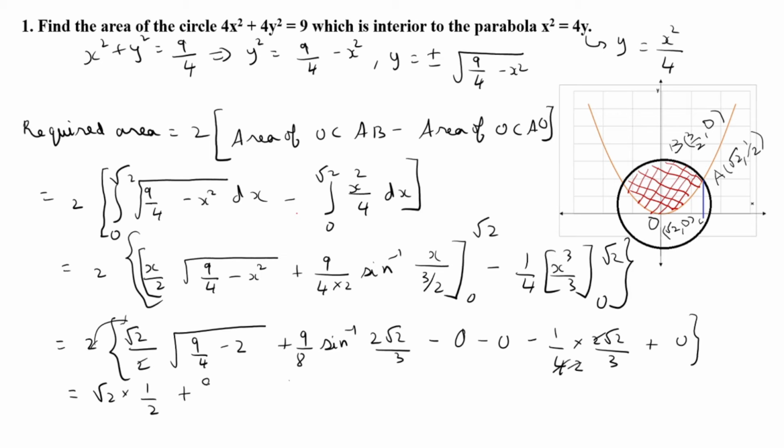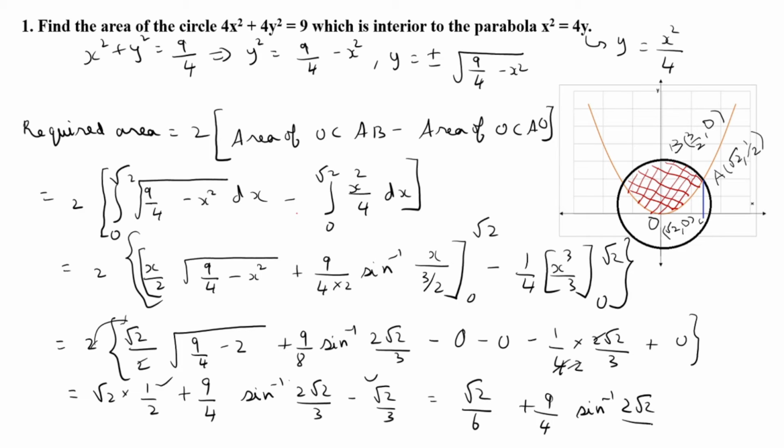the 2 inside we get 9 by 4 sine inverse of 2 root 2 by 3 minus root 2 by 3. So here root 2 by 2 minus root 2 by 3 will be root 2 by 6 plus 9 by 4 sine inverse of 2 root 2 by 3 square units. This is the required area.